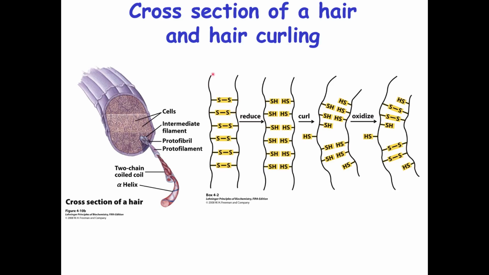So here we see the disulfide bonds, you add the reducing agent, you then see cleavage of these into the individual cysteine residues, the hair is then curled, and then when you oxidize the protein, you get reformation of a different set of disulfide bonds. And so here you can see that the secondary structure of the first molecule and the last is very different.